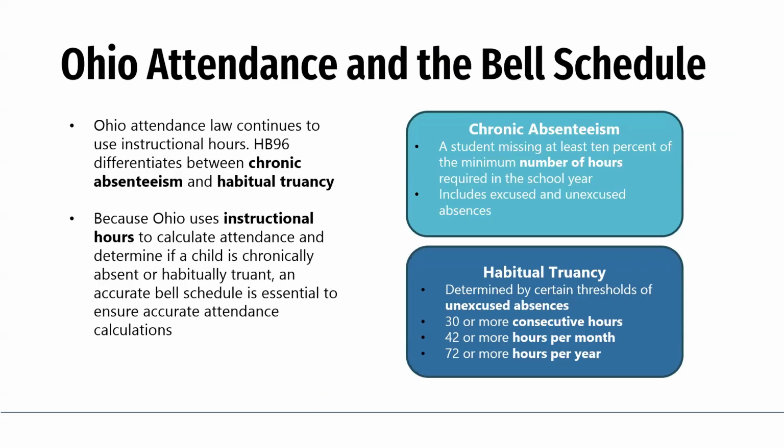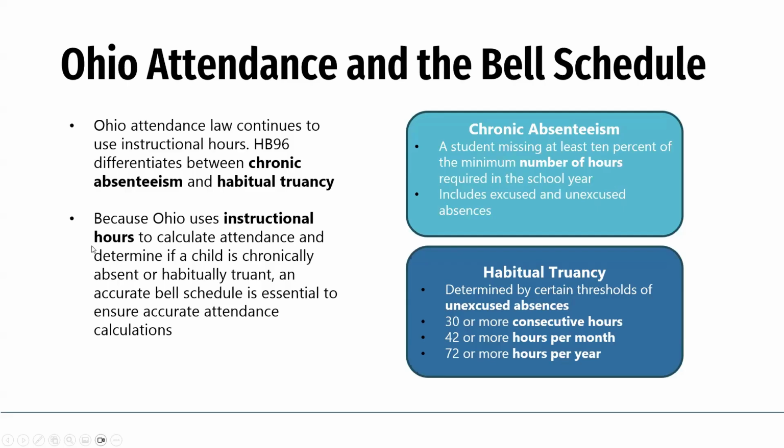As we all know, Ohio attendance law is still based on instructional hours, with HB 96 differentiating between chronic absenteeism and habitual truancy. You can see those two slides on the right that pretty much give you all the information you need on that. But because attendance and reporting are based on instructional hours, having the bell schedule set up correctly is extremely important. If the bell schedule isn't accurate, attendance calculations can be thrown off, which can then affect how students are reported to the state. So this is a very important thing to know and understand. I know it's a big deal with the attendance this year, and that's why we're trying to reiterate it now.